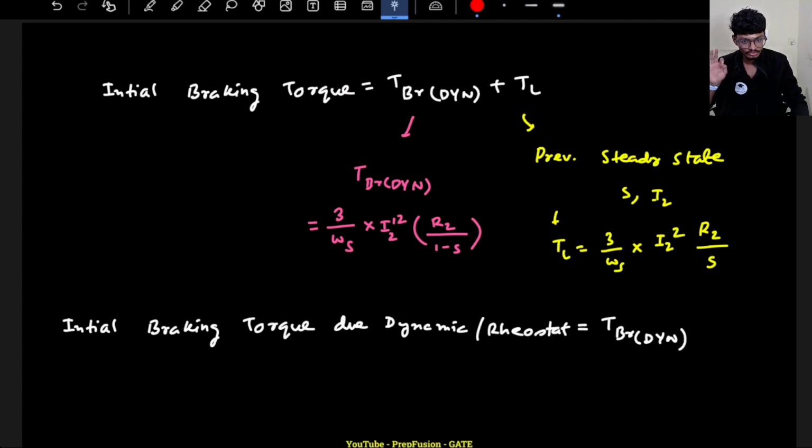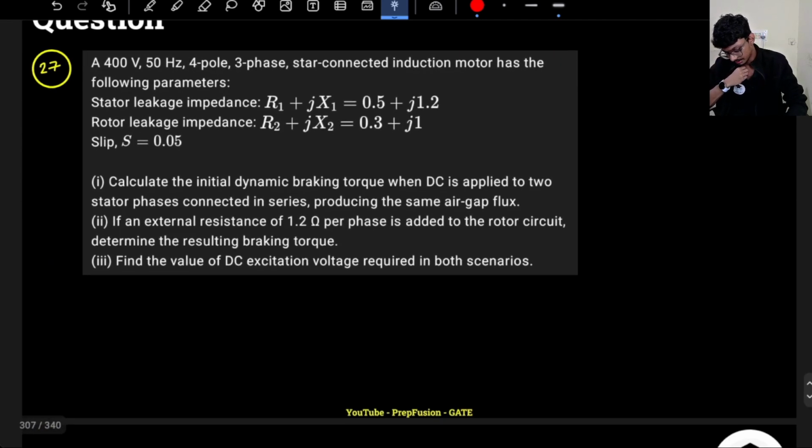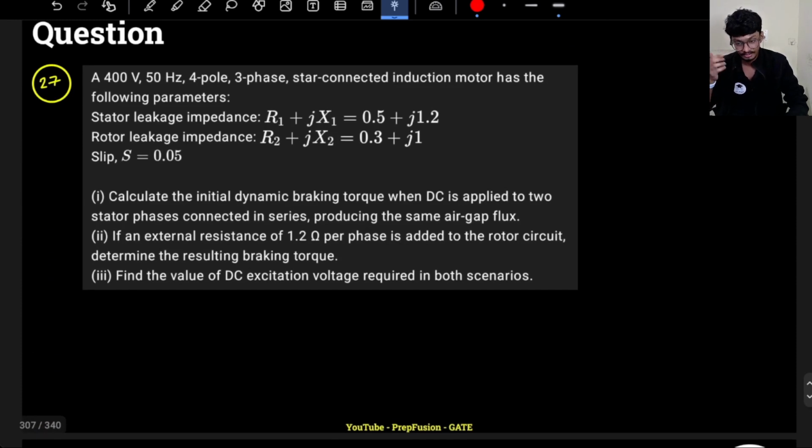Okay, so now let's solve a question basically on this. Let's solve a very basic question on this. Yeah, so this is the question. You have learned a lot of things, so you can pause the video, write this question out, and put in the comments below what is the answer. There are three parts to this question, so we will solve all of them one by one.